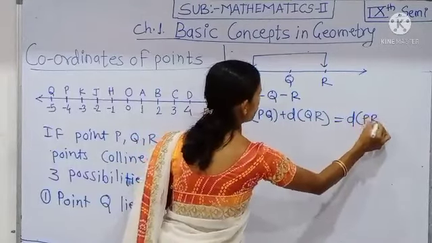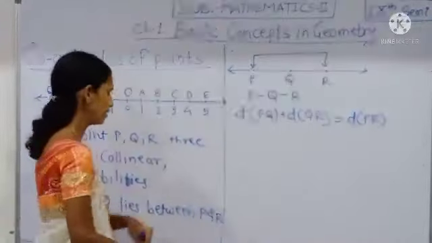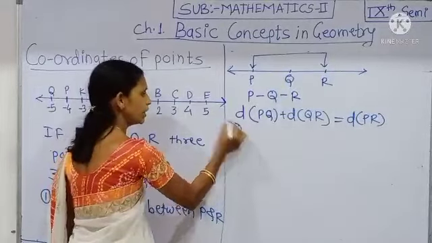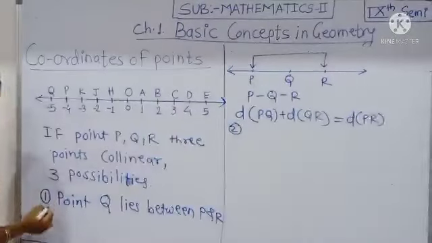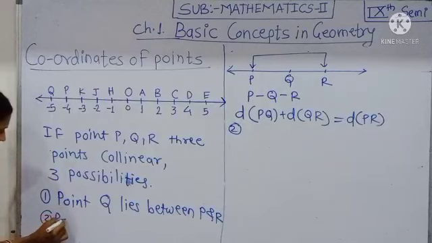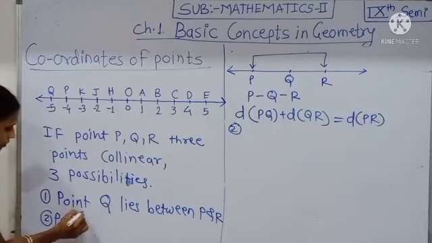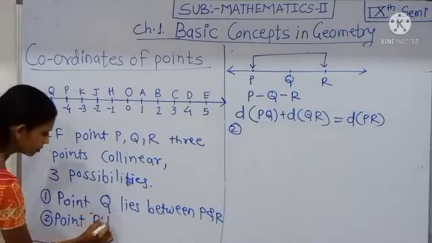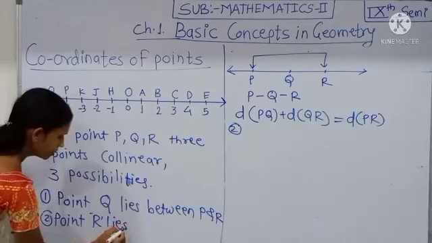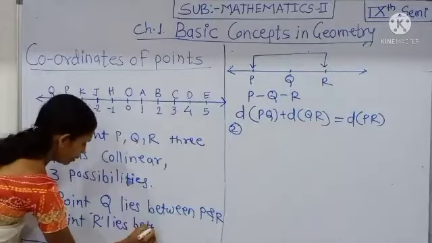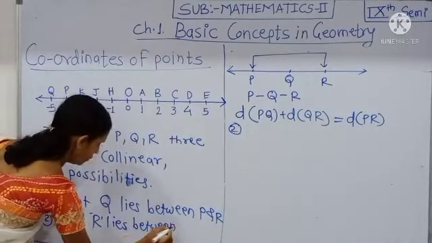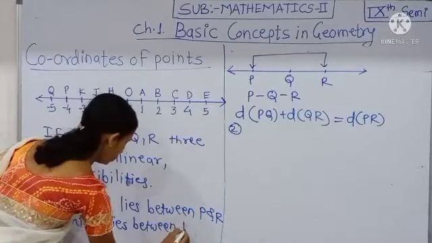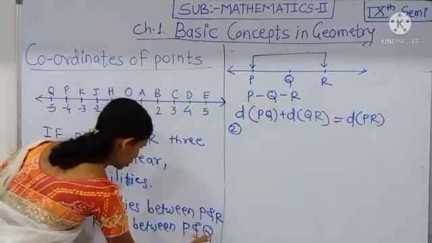Then the second possibility is, see here, that point R lies between P and Q.